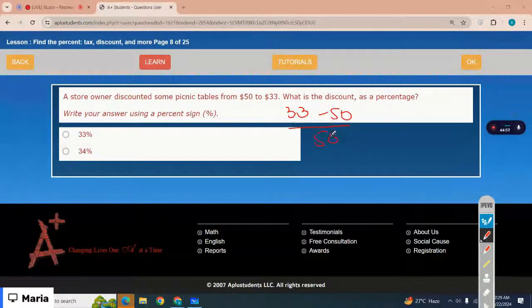So that means the original price is 50. So 33 minus 50 divided by 50 is 17 divided by 50, that is 34%. So the correct option is option number 2. That is 34%.